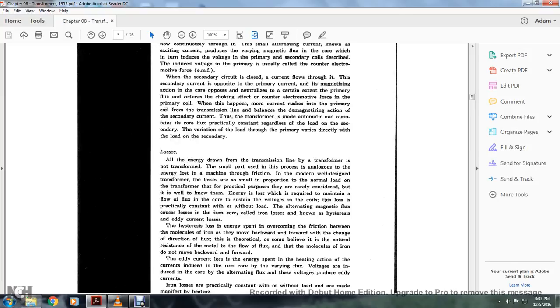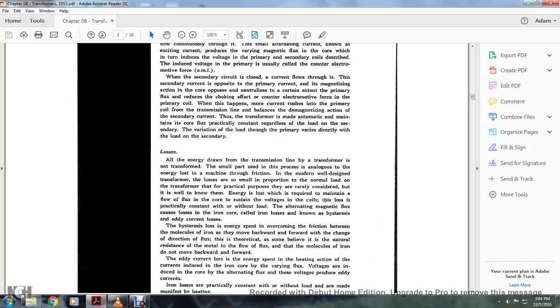Losses: not all the energy drawn from the transmission line by the transformer is transformed. A small part is used for the transformer's own processes, analogous to the energy lost in a machine through friction. In modern, well-designed transformers, the losses are so small in proportion to the normal load that for practical purposes they are rarely considered, but they are well known. Energy is lost in maintaining the flow of flux in the core and sustaining the voltage in the coils.